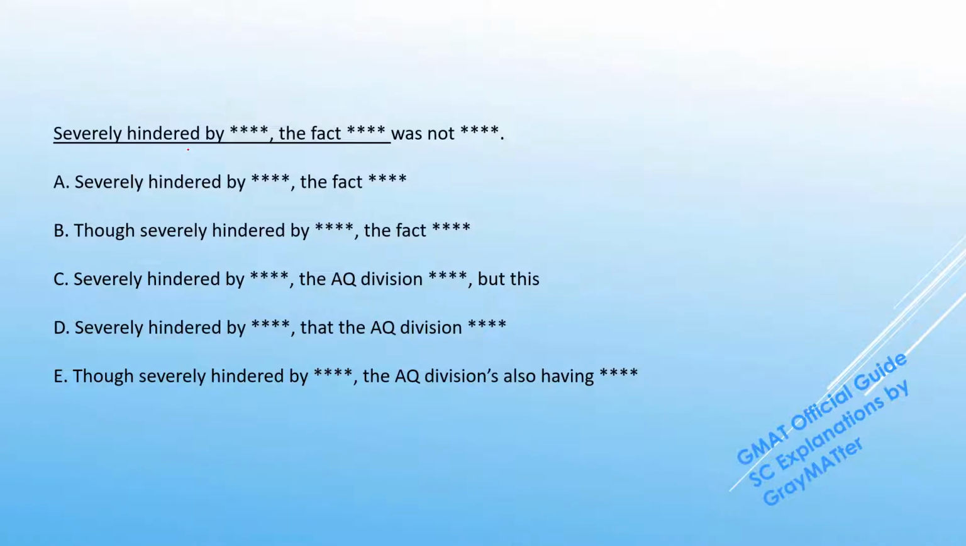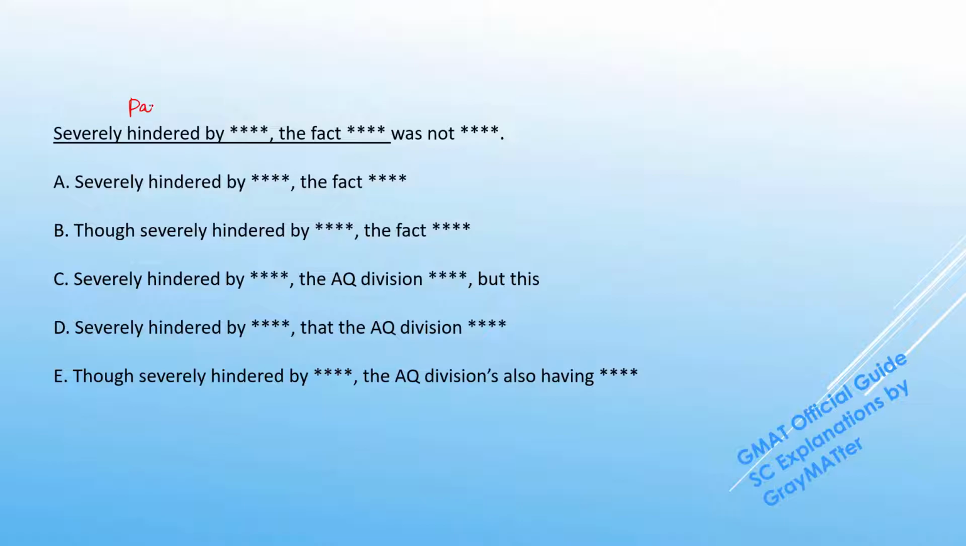So this is a very straightforward question, but I have one small gripe about this. There is a frustrating aspect about the right answer choice itself. So let's look at the attack points here. So we start off with "severely hindered by some problems."